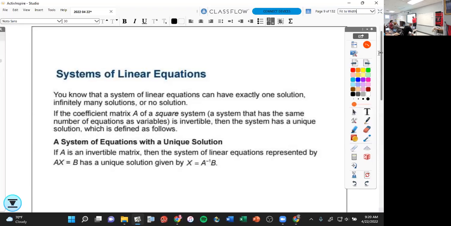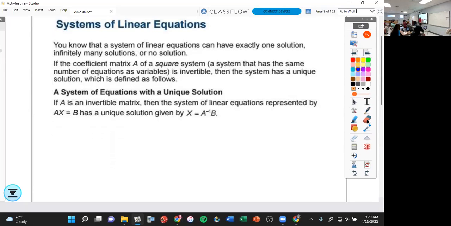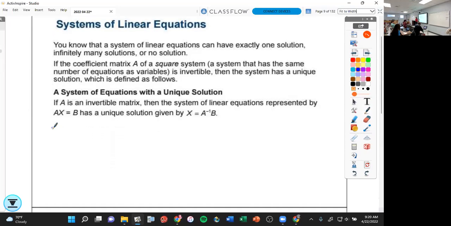What did they just do there? How did they get from AX equals B to X equals A inverse B? Right. So what we have here is we multiply the left side by A inverse, and then we multiply the right side by A inverse.